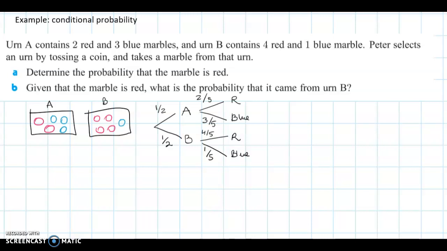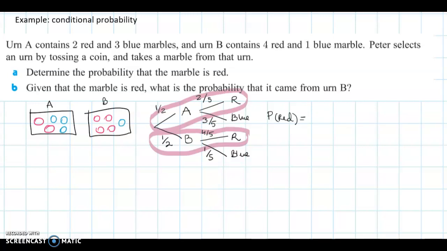The first thing we want to determine is the probability that the marble is red. That would mean that either he picks from box A and picks a red one, or he picks from box B and picks a red one as well. So those are two separate events. Each of them could happen and each of them is good for us. So the probability of picking a red marble is going to be composed by summing the probabilities of the two events.